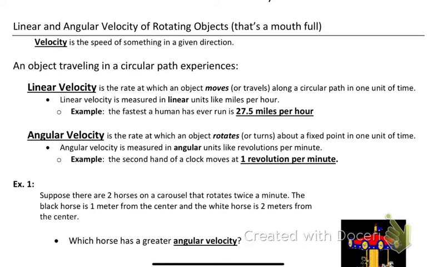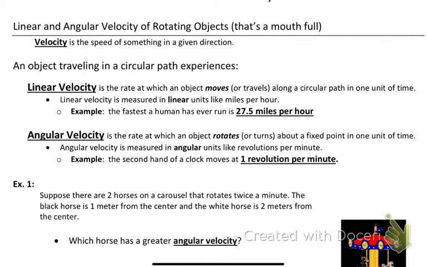So the first thing we're going to talk about is velocity. Velocity is an overarching word that basically stands for the speed of something in a given direction. Today we're going to talk about velocity rotation-wise and linear. We're going to split it apart and see if we can understand what the difference is between the two. So let's go through these awesome definitions and break down what they mean.